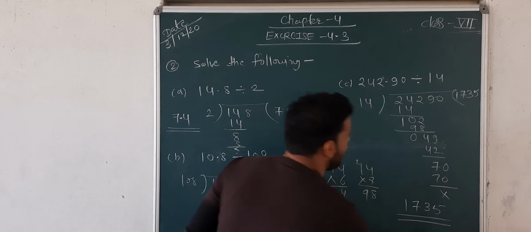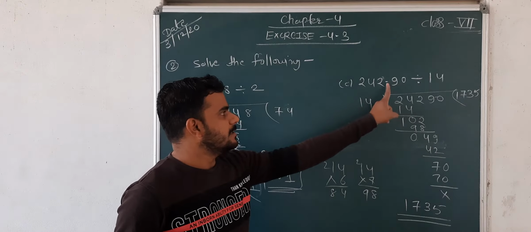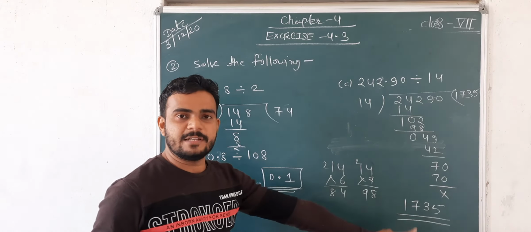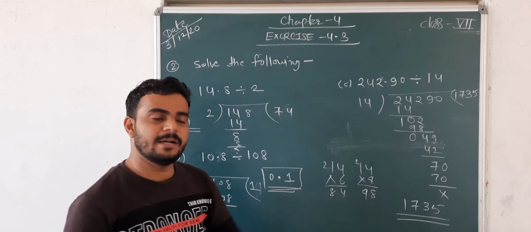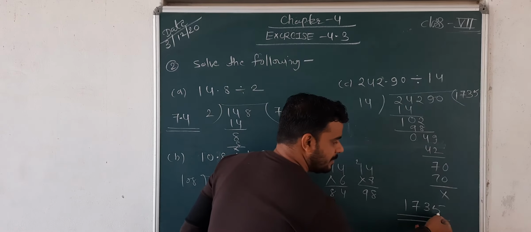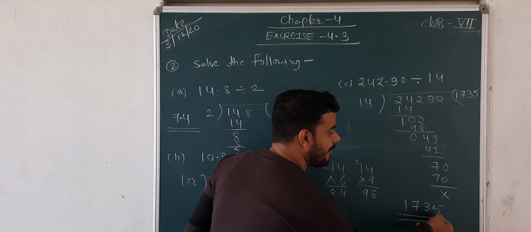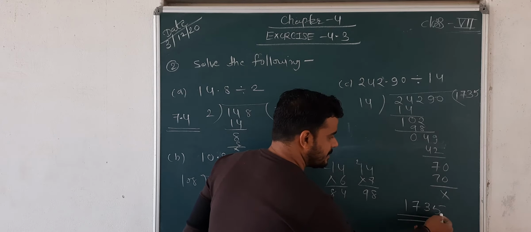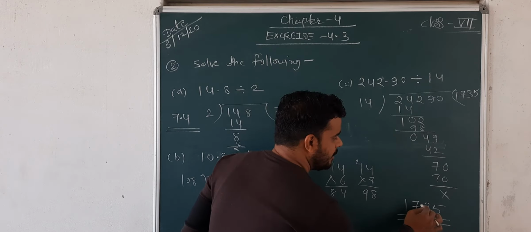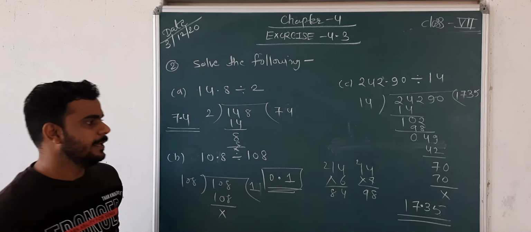1735 is your answer. But after the decimal there are 2 numbers, so leave 2 numbers and put the decimal place. From the right-hand side you have to leave the 2 numbers, 1 2, and the decimal is here. So the answer is 17.35.